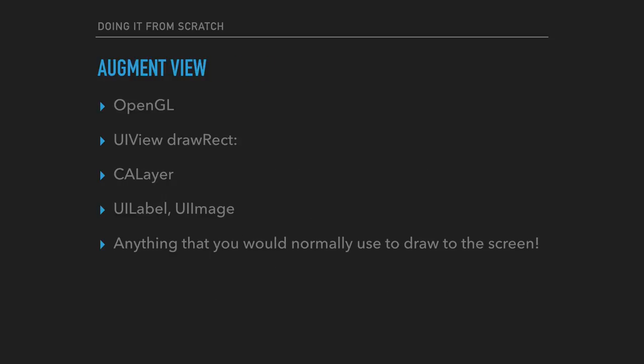How can we augment that view? Well, you can do it however you like, really. Whatever you normally use to draw in your screen, you use that. So that might be OpenGL for 3D models. You might be just doing DrawRect stuff or CA layer. You can even just use the interface builder controls, labels and views and things like that.